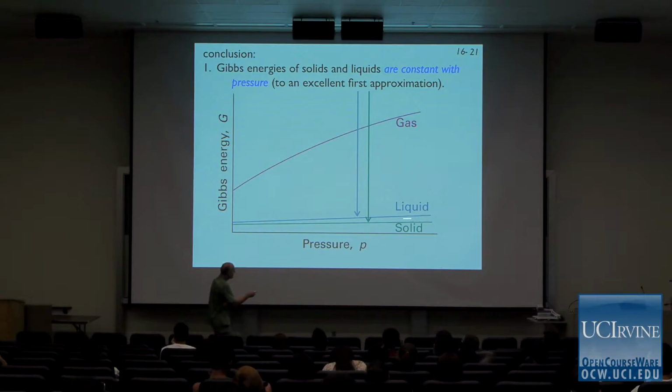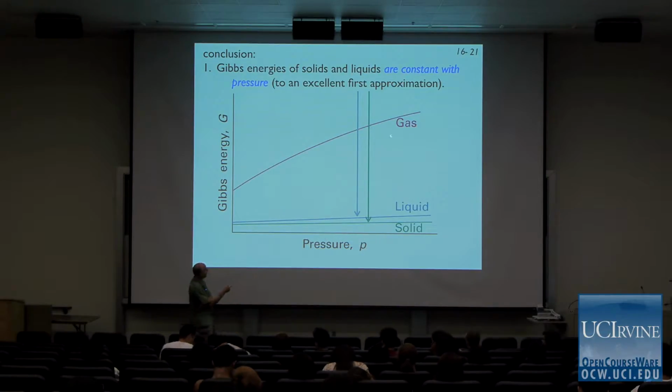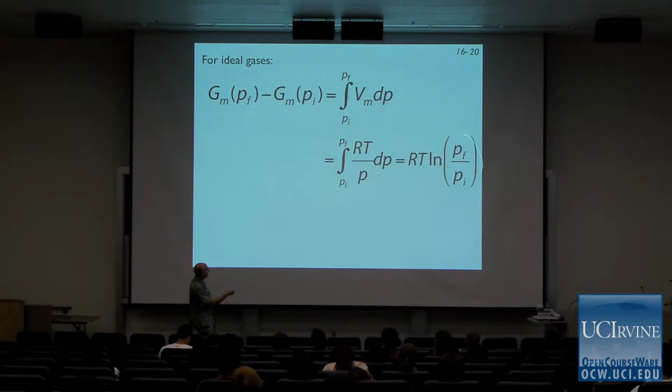There's hardly any change in the Gibbs energy for liquids and solids as a function of pressure. That's what this plot is supposed to show. You see how flat these lines are? The Gibbs energy is not changing. But for gases, there's a pronounced increase in the Gibbs energy as you increase the pressure. And the equation for that purple line there is right there. We can calculate what the Gibbs energy is as a function of that final pressure if we know what the initial pressure is.